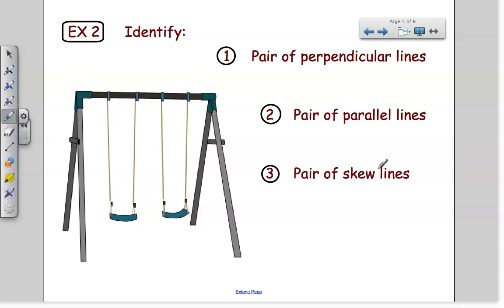We will look at this example in class. I actually have a swing set here, and I want you guys to tell me in class, but identify in this picture some perpendicular lines. Can you find some pairs of lines that are perpendicular using items and things in the swing set? Can you identify some parallel lines in the swing set? And can you identify some skew lines in the swing set? Again, skew lines cannot be on the same plane, but they also cannot cross. So we'll talk about that in class.